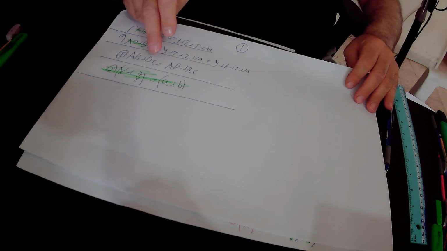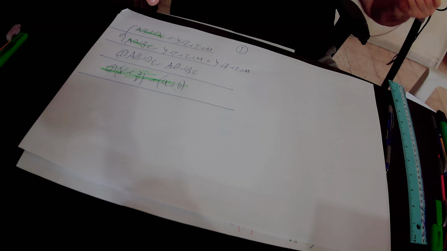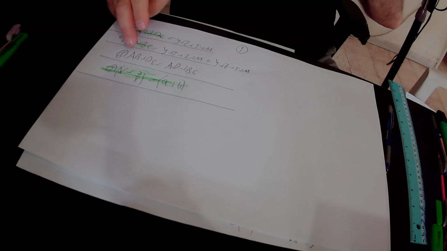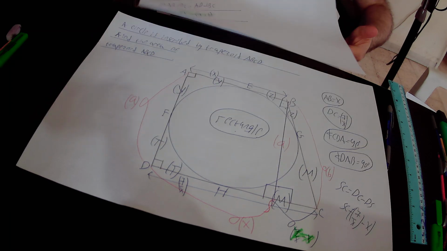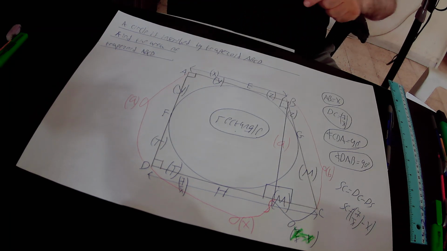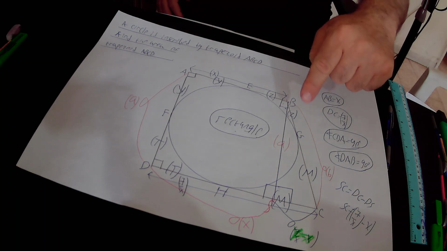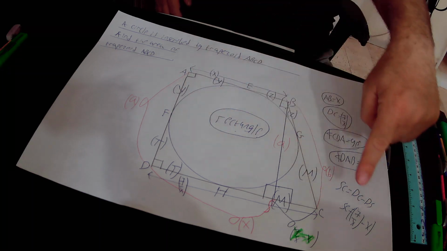AB is x, DC is 7 over x, AD is a, and BC is b. So in total we found out that according to equation 1, x plus 7 over x equals a plus b. In the next step, we did a construction, that is to say, from point B we draw a perpendicular on DC.